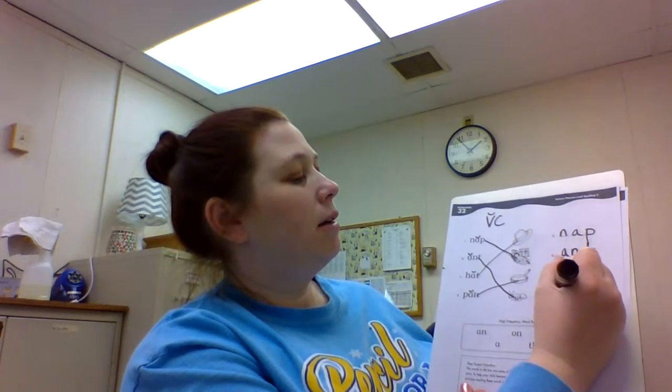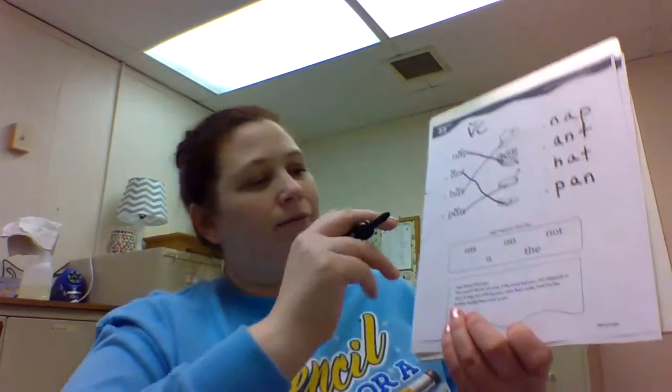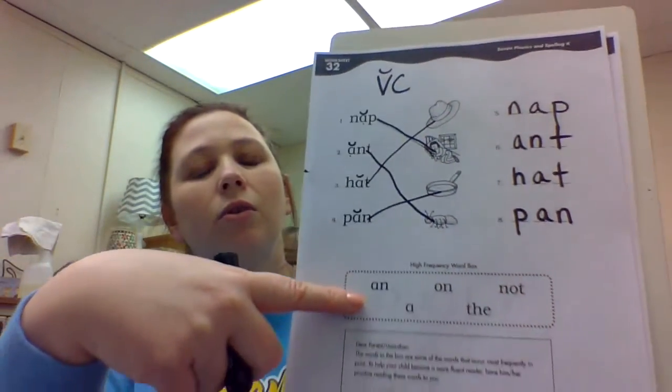All right, next is hat. H, write it down. A, write it down. And T, write it down. And lastly, we have pan. P, A, N, pan.